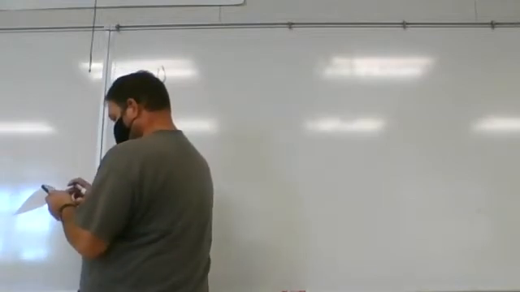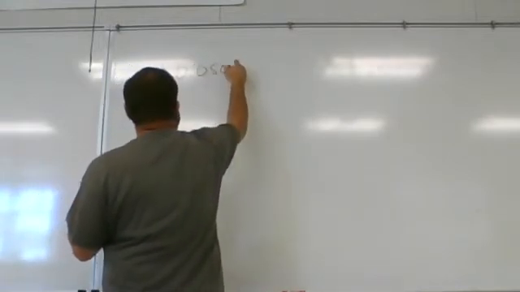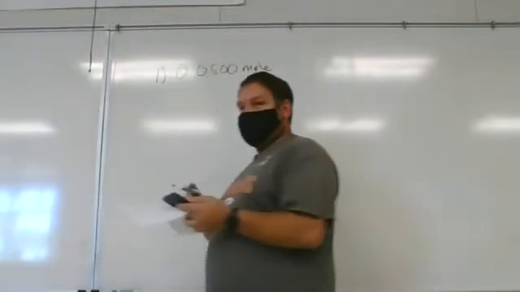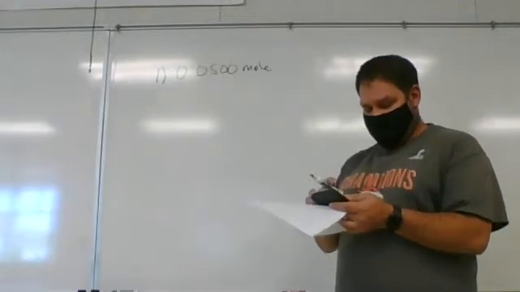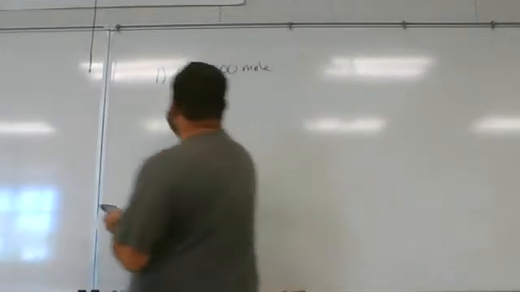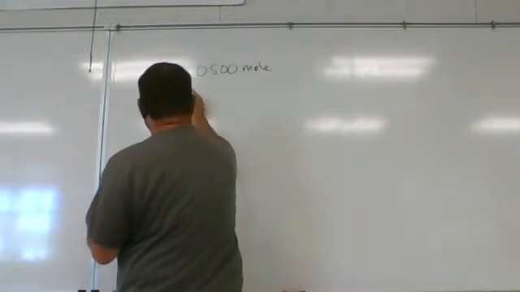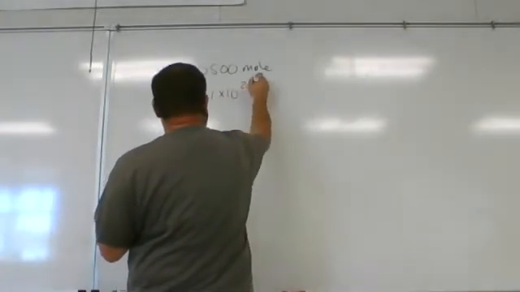Should be 0.0500 moles. Okay. More significant figures. Significant figures is a plus. Okay. Number 2 should be 2.41 times 10 to the 24.